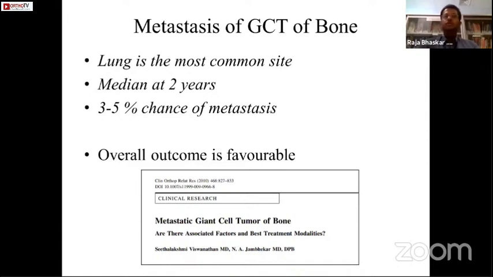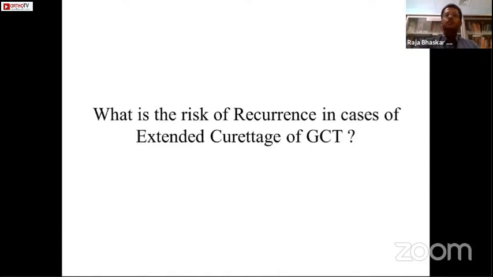Patients did well. So it is very important for clinicians to be aware that GCT of bone can metastasize. There is also a 1 to 2% variant of a GCT, which can be a metastatic GCT. The next question: what is the risk of recurrence in cases of extended curettage after surgery?